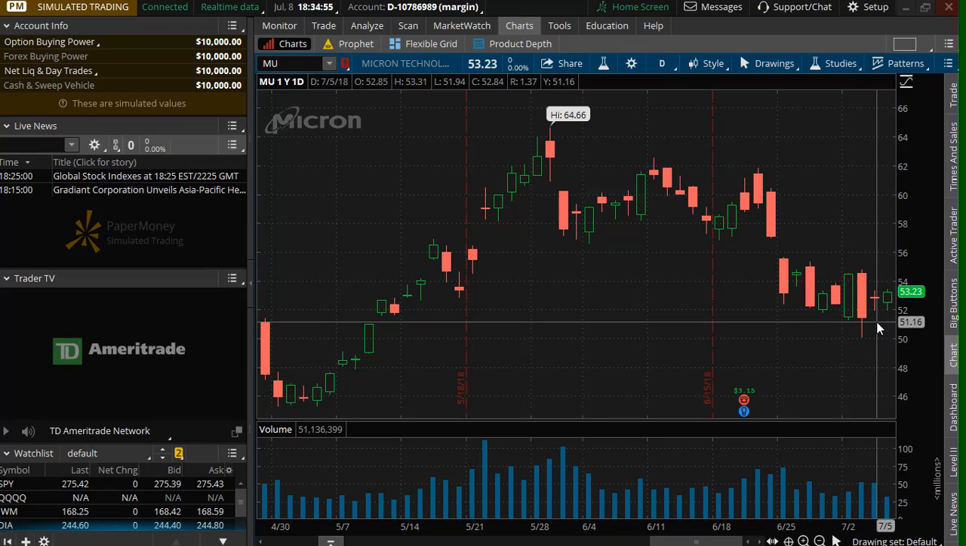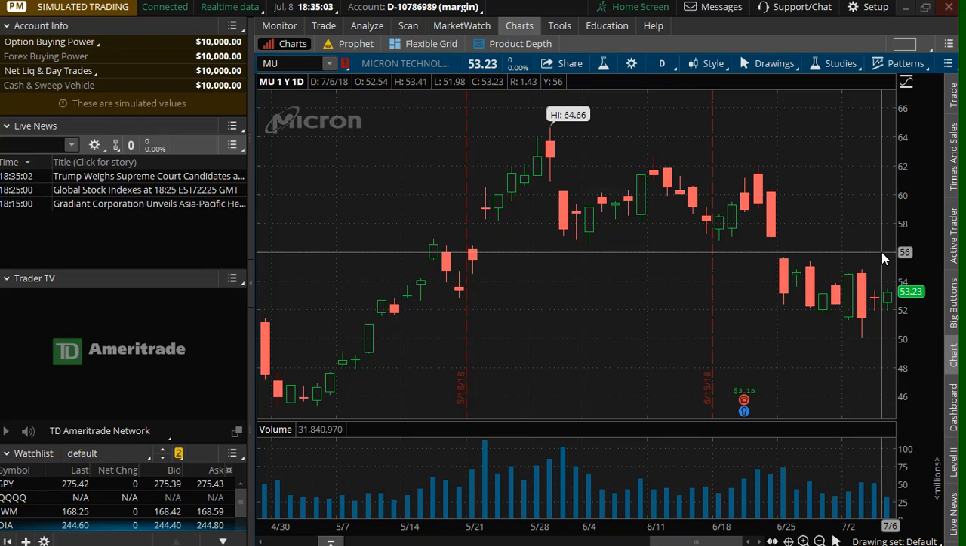You could also do the opposite. If you felt like, I don't think Micron is going to go up to, say, 56, then you could sell a call credit spread and you would profit off Micron staying below that price. And that would be a bearish strategy. That would be a strategy where you would be expecting Micron to go down, because again, you profit off the opposite happening of what you would normally think of when you get into a call or put.